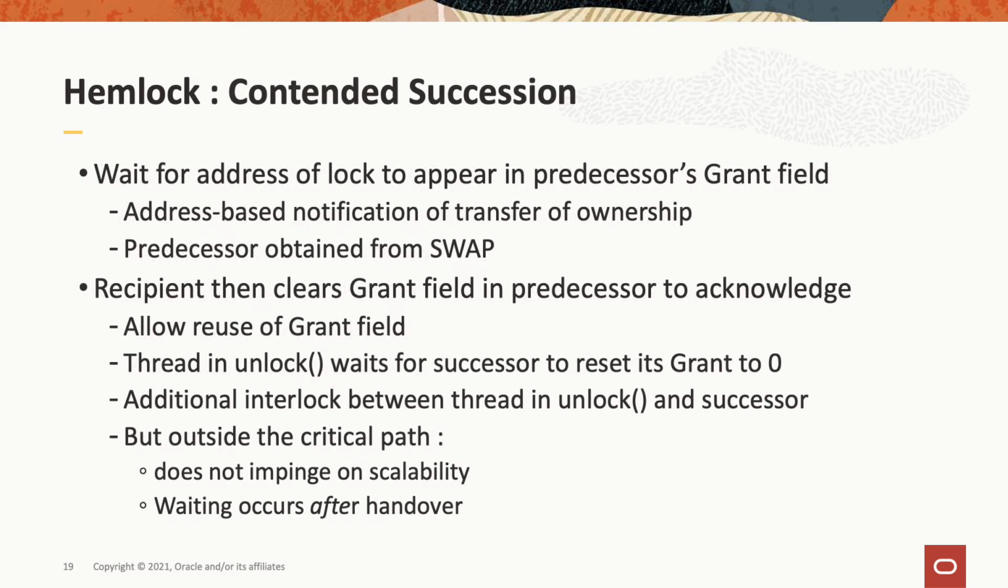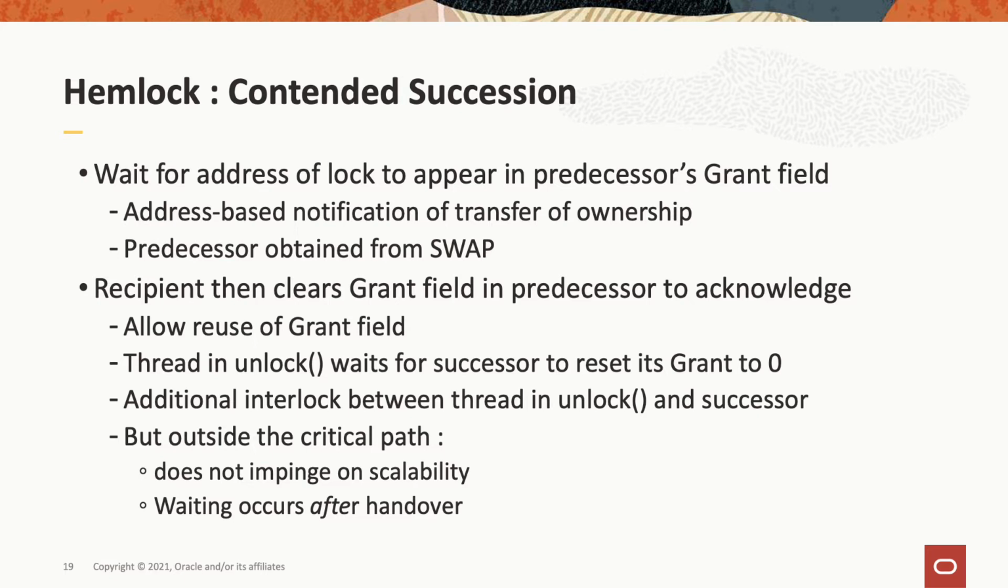In Hemlock, when a thread needs to wait for the lock, it busy waits for the address of the lock to appear in its predecessor's grant field. And particularly, we have address space notification for transfer of ownership. And recall that the address of the predecessor was obtained from the atomic swap operation that the thread used when it enqueued originally. Once a thread has obtained ownership, the recipient then clears the grant field in its predecessor to acknowledge transfer of ownership. This allows reuse of the grant field and allows us to use a single one per thread. Threads in unlock wait for the successor to reset its grant field to 0.